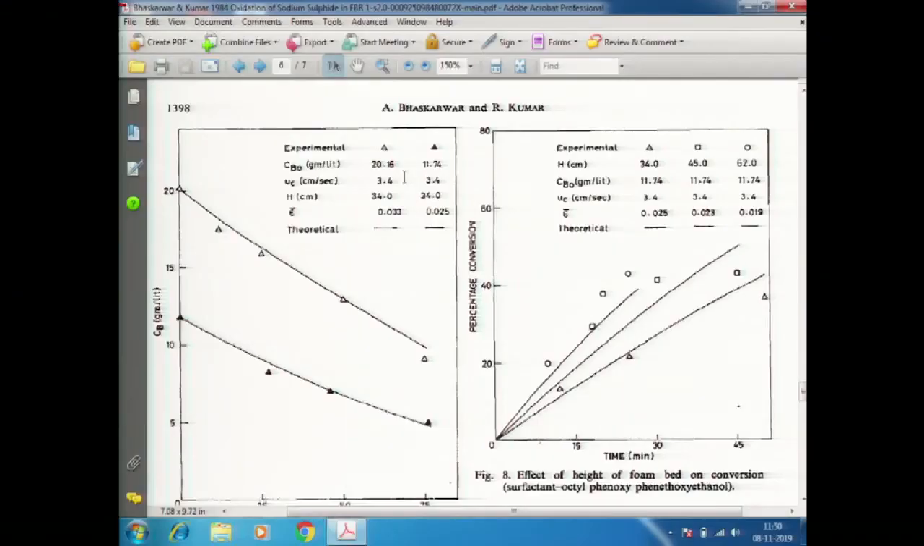Parts of it could still be handled analytically, but overall the model has to be solved numerically. What are the factors? Time of contact, of course. You keep the height fixed and increase UC, the bubbles will move faster, they will spend less time. Bubble sizes also change. What happens is actually the more the air flow rate per aperture, per orifice, the larger is the bubble size.